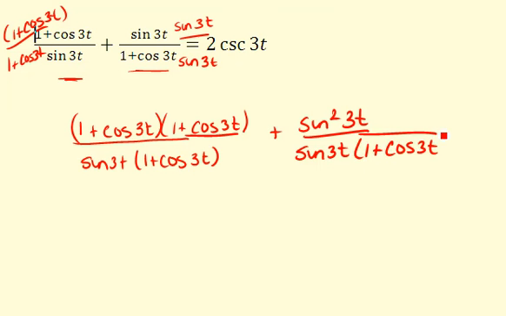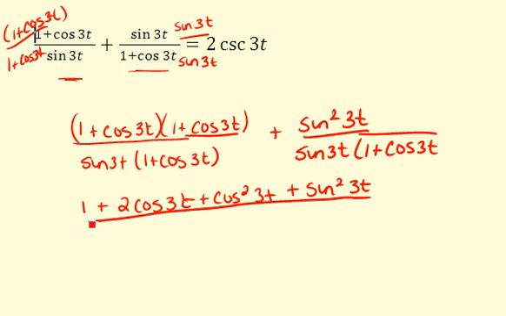We can bring these together on a single fraction, but first we will use the distributive property to multiply out 1 plus cosine of 3t times 1 plus cosine of 3t. I would get 1 plus 2 cosine of 3t, and multiplying my last terms, I get plus cosine squared of 3t. That's being added to sine squared of 3t all over the common denominator, sine of 3t times 1 plus cosine of 3t.